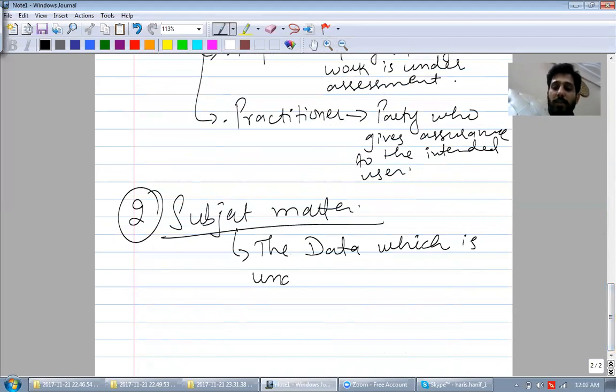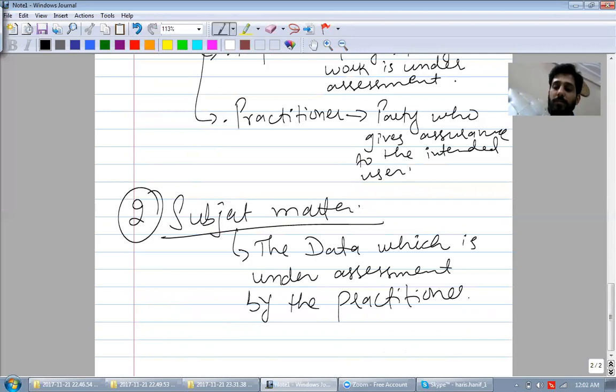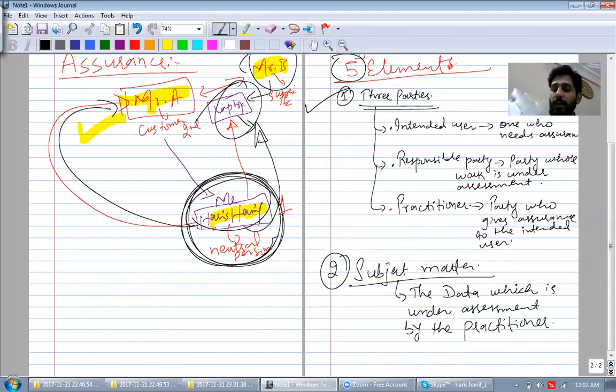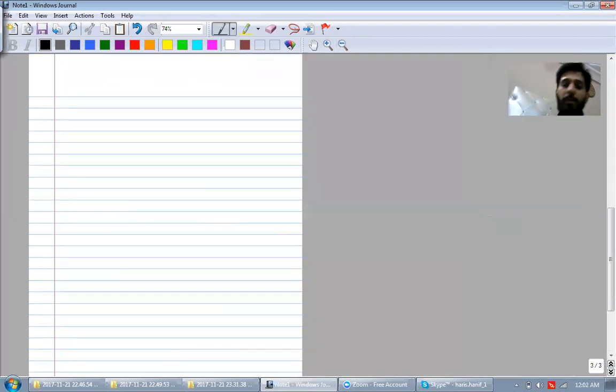What is subject matter? The data which is under assessment by the practitioner. This is called the subject matter. Now, in my class, I usually give the time to the students, obviously, in order to write in their registers.